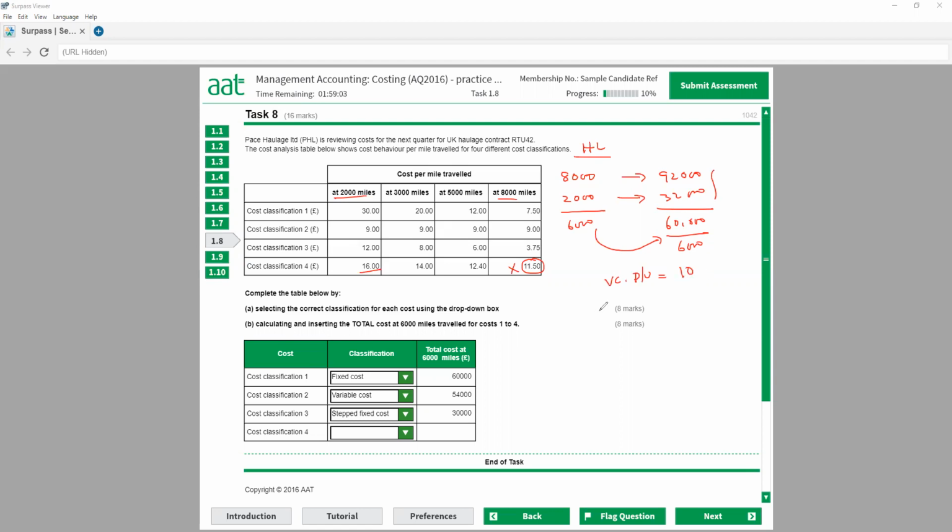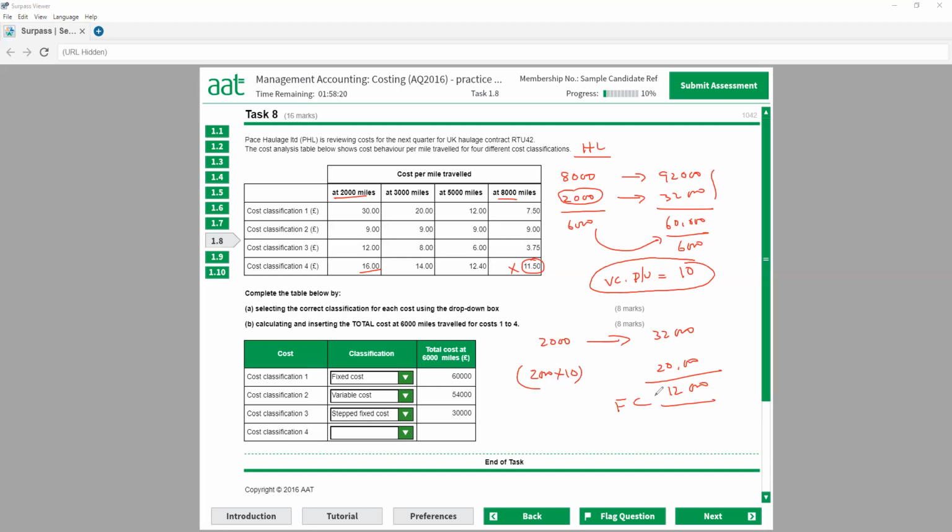Now we're going to find how much is the fixed cost. You can pick any of these. So let's take the 2,000. Total cost for the 2,000 was 32,000. So I want to see how much is the variable cost here and how much is the fixed cost. Now we know variable cost per unit is 10. So all you have to do is multiply 2,000 times 10, and that will give me the total variable cost in 2,000 miles. So 2,000 times 10 is 20,000. And the difference, 12,000, is the fixed cost. If you don't remember your high-low method, make sure you practice that.